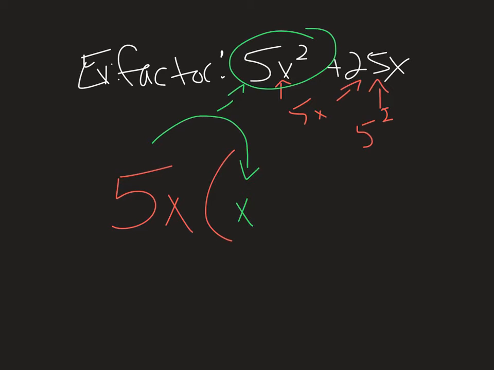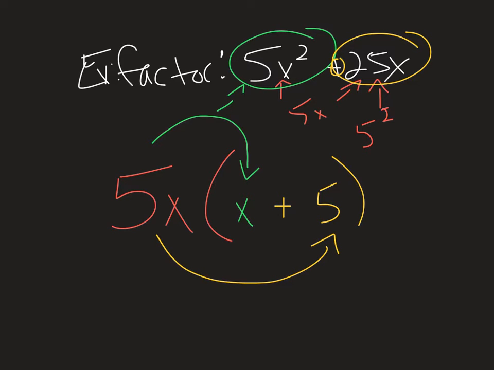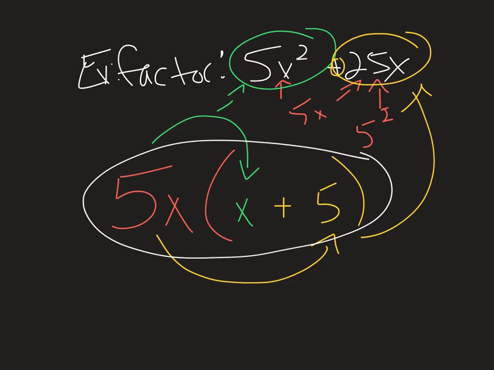Very similar thinking here. If I was to divide by 5 and then by x on the 25x, what would be left? Well, just a 5, and it would be positive because of the sign. And if I take the 5 times the 5x, I get the 25x. So this would be my factored expression right here, and that's what they're asking for there.